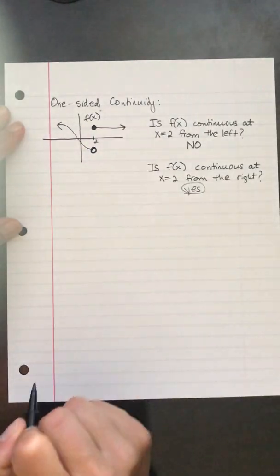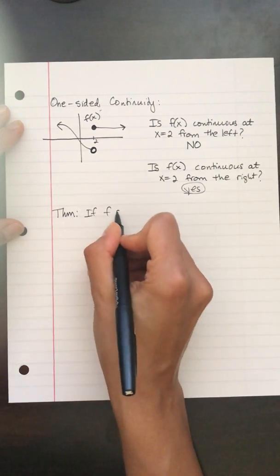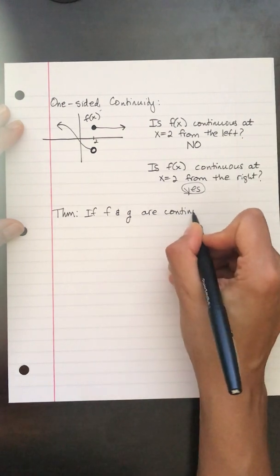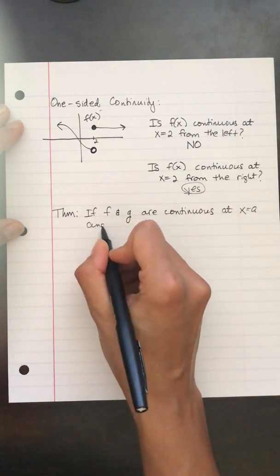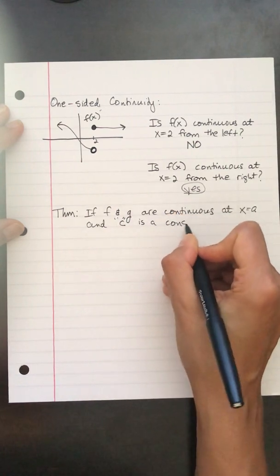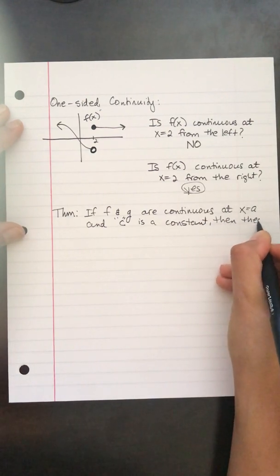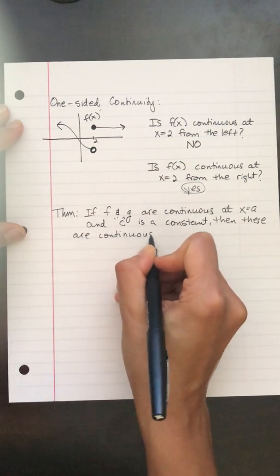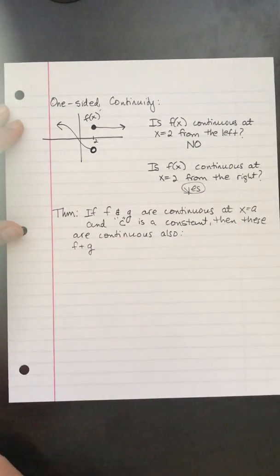Okay, the next thing I want to address is a theorem. Okay, so if f and g are continuous functions, continuous at x equals a, and c is a constant, then these are continuous also.